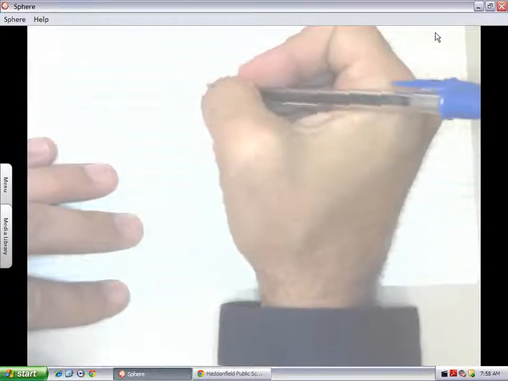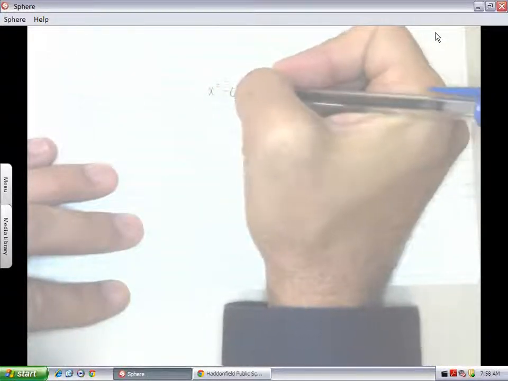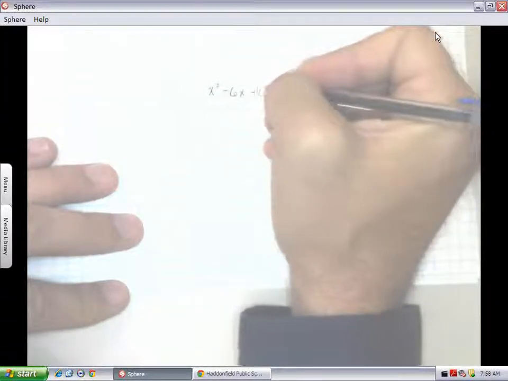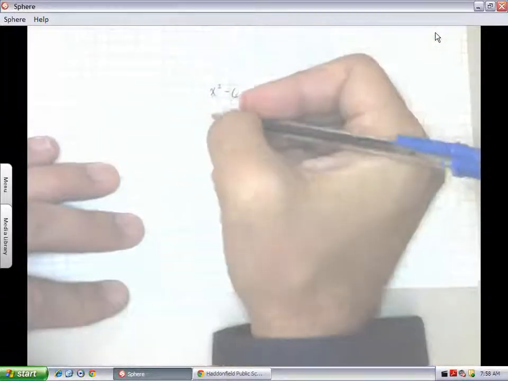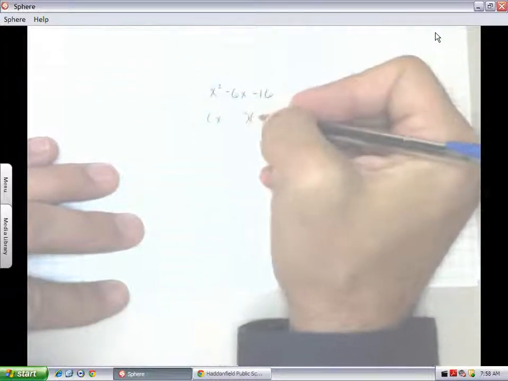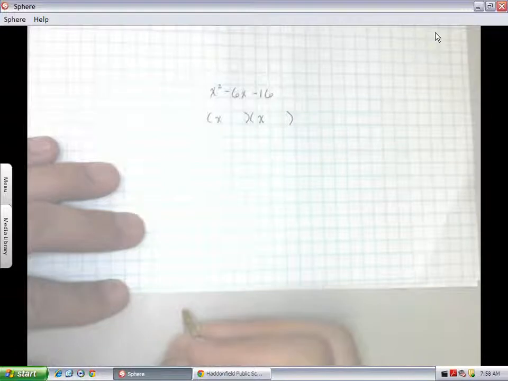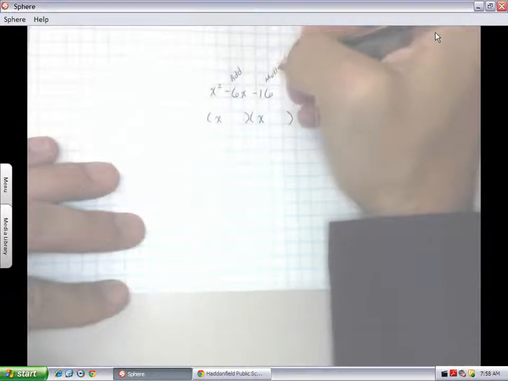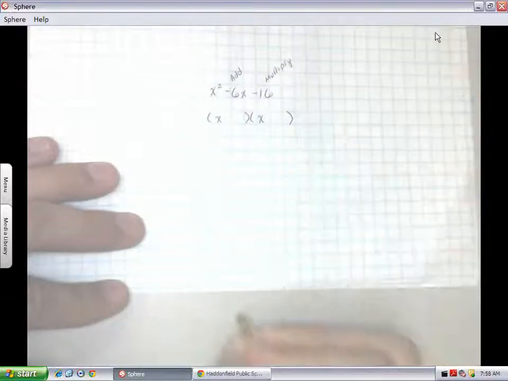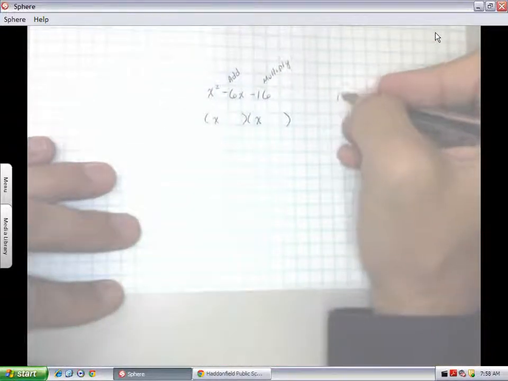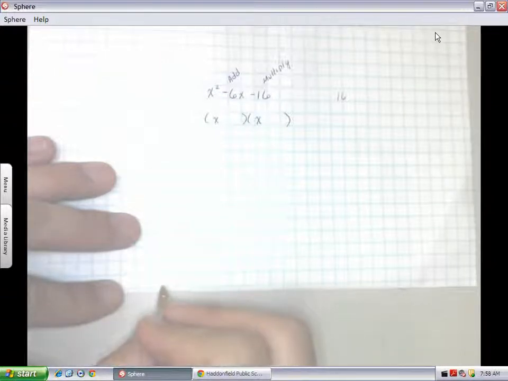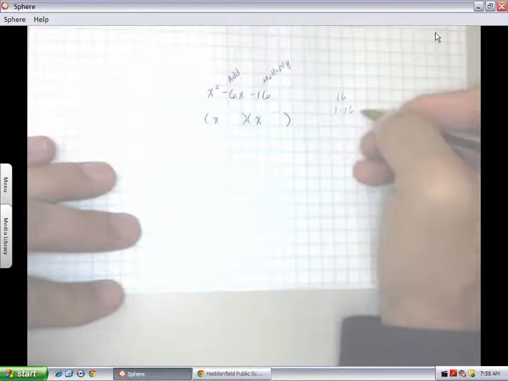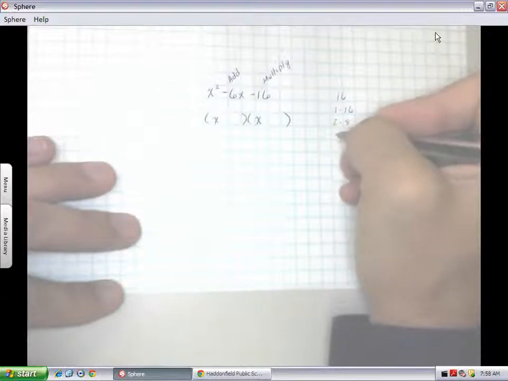So for example, if I have the expression x squared minus 6x minus 16, I know that it's going to be x and x. And now I'm looking for two numbers that add to equal negative 6 and multiply to equal negative 16. Well, it's probably easiest if I list my factors of 16. 1 times 16, 2 times 8, and 4 times 4.